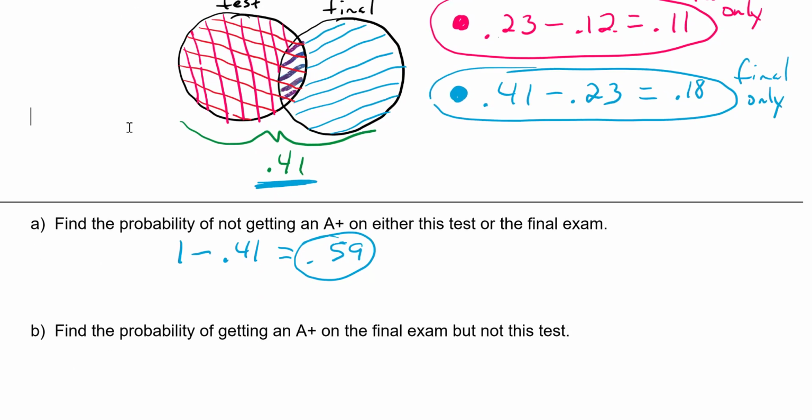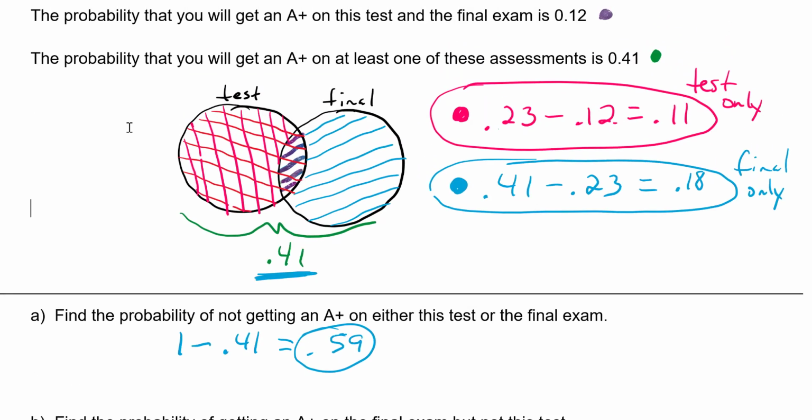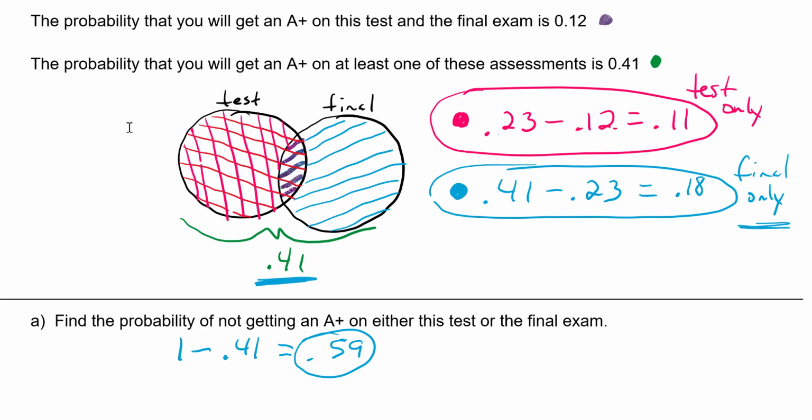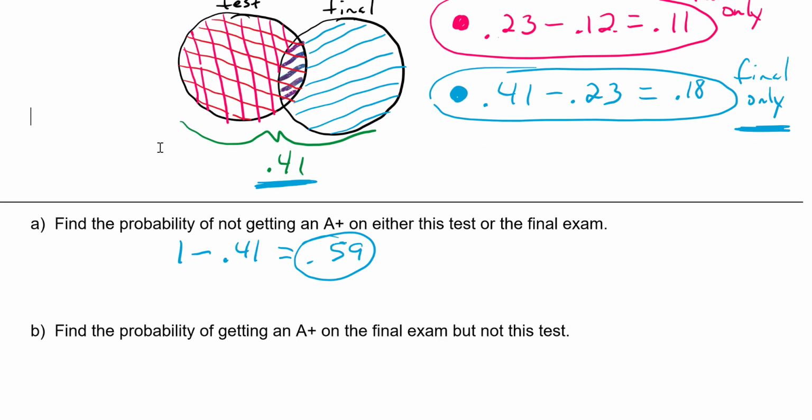The probability of getting an A plus on the final, but not on this test. Well, we already figured it out. Here it is, we already calculated that one. So probability of getting an A plus on just the final, that's what it's saying, is just 0.18. Okay, and again, that's what we calculated right there.